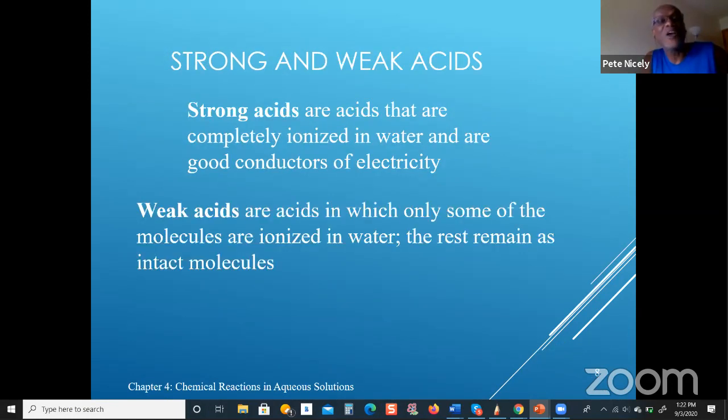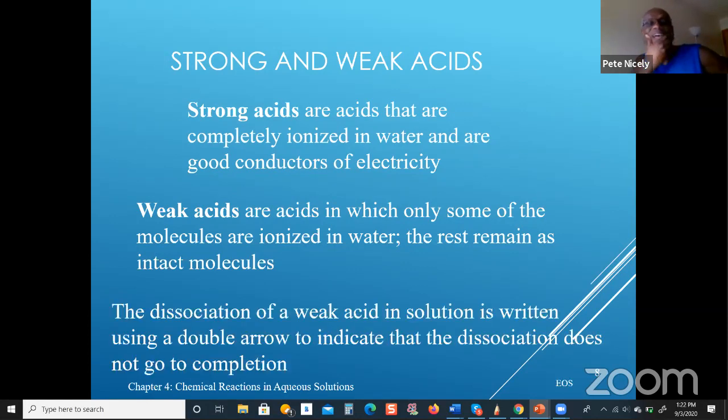Okay, if you understand the terms strong and weak electrolytes, then you should be able to understand the terms strong and weak acids as well. Strong acids are acids that undergo complete ionization in water and therefore are good conductors of electricity. Weak acids, on the other hand, undergo partial dissociation. So there'll be mostly molecules and a few ions.